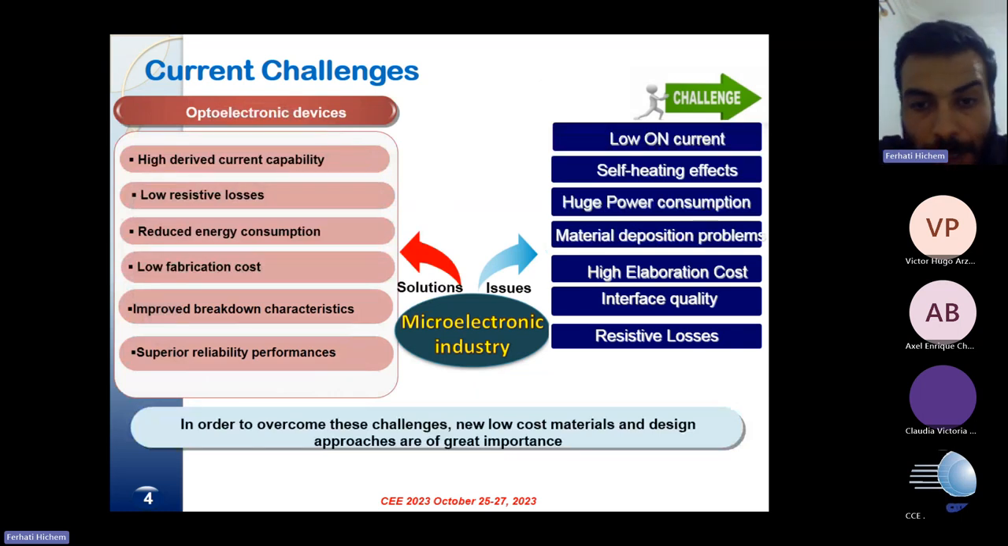As a matter of fact, the microelectronic industry faces several issues related to microelectronic devices, such as the low on-state current, self-heating effects, the huge power consumption, material deposition problems, and the high elaboration cost. So to develop high performance microelectronic systems, we need to achieve high direct current capability of the devices, lower resistive losses, and reduced power consumption, and the use also of low fabrication cost facilities, and improve the breakdown characteristics. So in order to overcome these challenges, new low-cost materials and design approaches are of great importance.